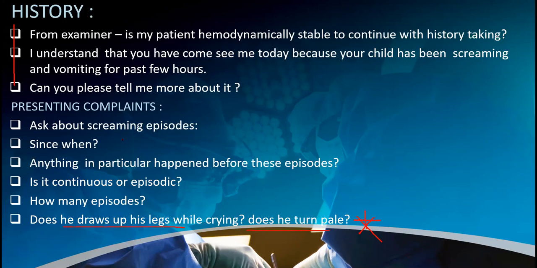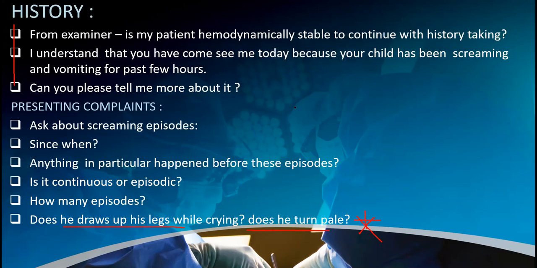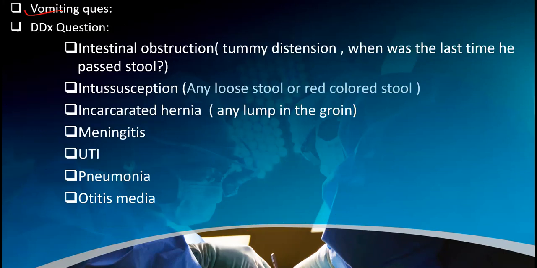Okay, so these are the presenting complaints you will ask. Since when this screaming episode started, anything particular happened, continuous or on and off, how many episodes so far, does he draw the leg up while crying, does he turn pale? Then also one of the other HOPC is vomiting, right? So ask the vomiting questions just like we used to do. Then go to the differential diagnosis. So same things here again, all the similar vomiting cluster questions you will ask one by one. So intestinal obstruction, UTI, then also incarcerated hernia, then all the infectious causes we will ask one by one.